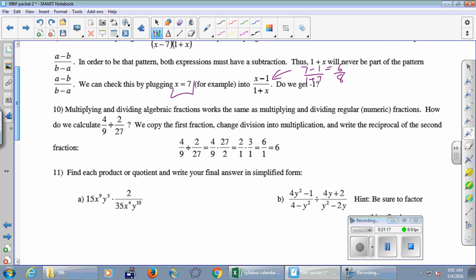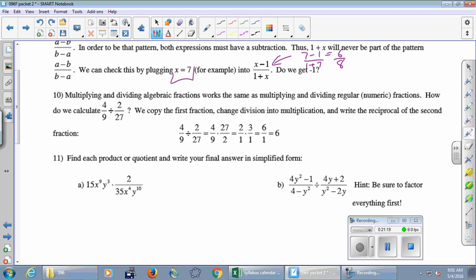Okay, so what we have talked about so far has all been simplifying a single fraction. But now what we're going to do is take two fractions and multiply them and divide them, right? Those are the other two topics for today. So again, we'll remind ourselves how we did it with numbers, and then it'll be the same thing when we have variables floating around. So let's look at this example, 4/9 divided by 2/27.